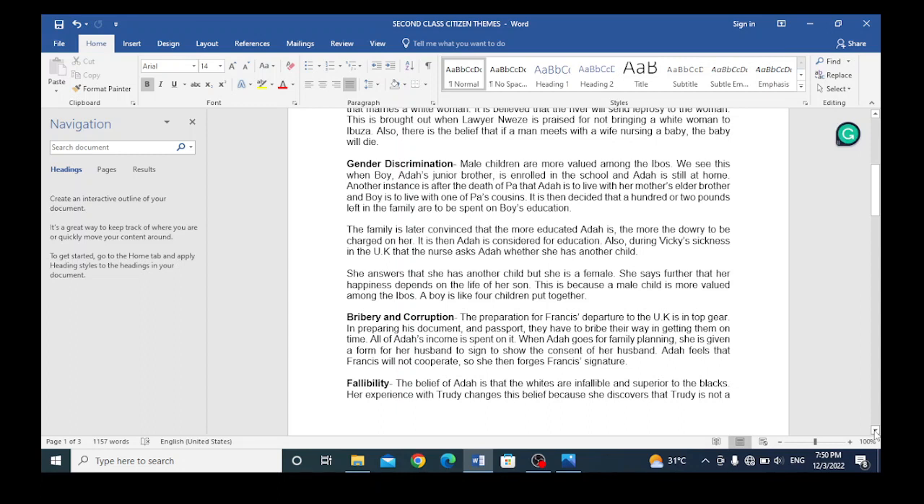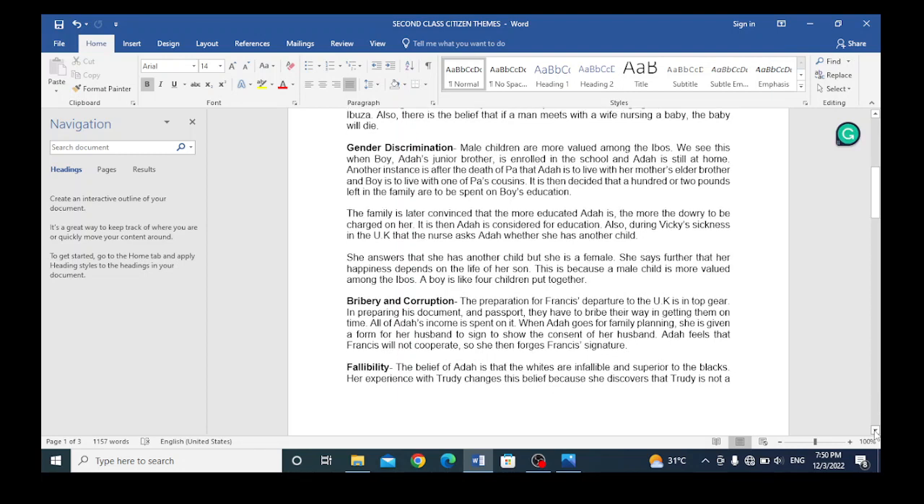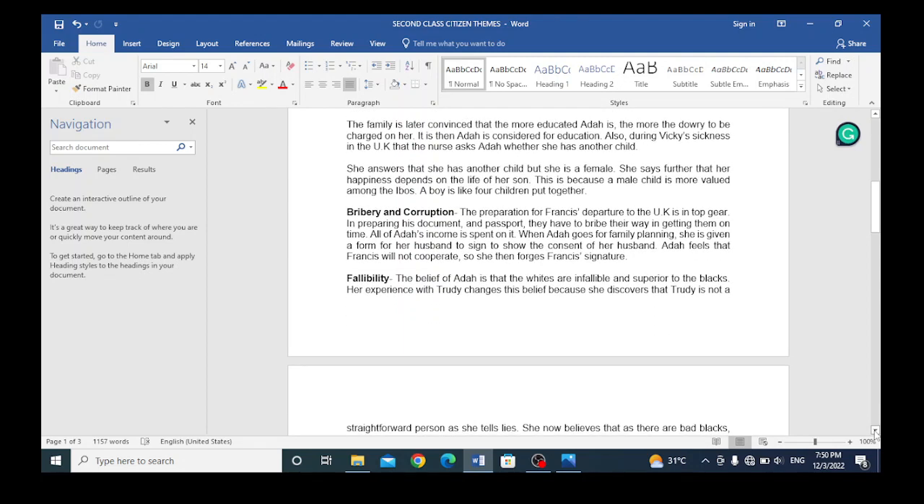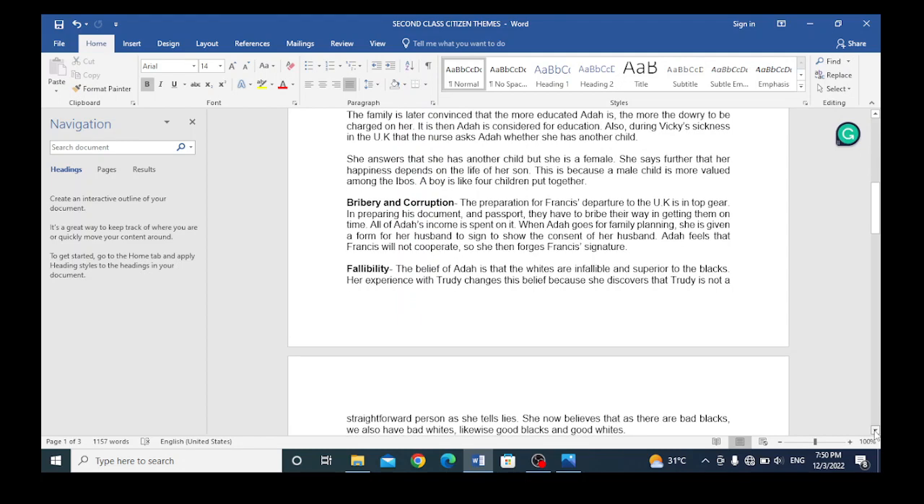Also, during Fiki's sickness in the UK, they asked Ada whether she has another child. She answers that she has another child, but she's a female. She says further that happiness depends on the life of her son. What he was trying to tell us there is that her happiness depends on the life of her son. That if the boy is alive, it is then that she will be happy. This is because a male child is more valued among the Igbos. A boy is like 4 children put together.